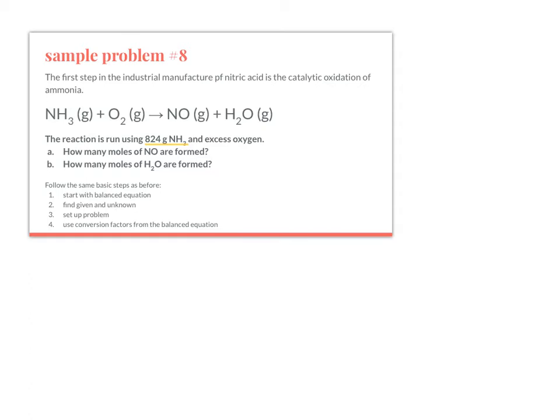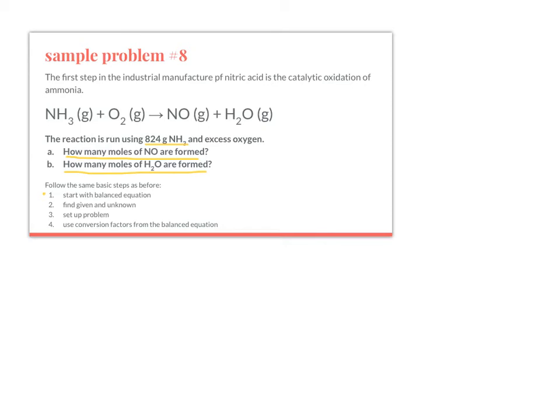And then the first one, A, says how many moles of NO are formed. And B says how many moles of H2O are formed. So we are going to have to work this out in 2 steps. You can't figure out both of those in the same thing. Okay. So we do have to start with the balanced equation.